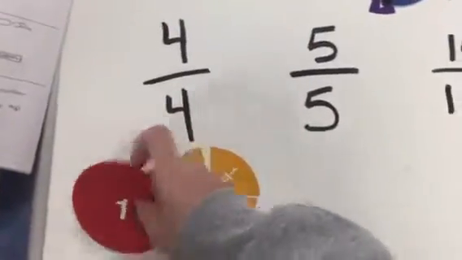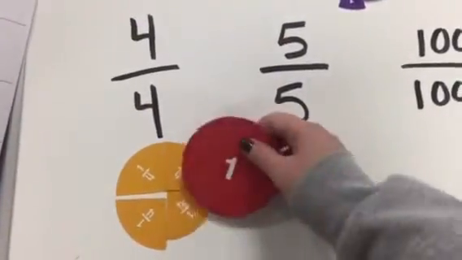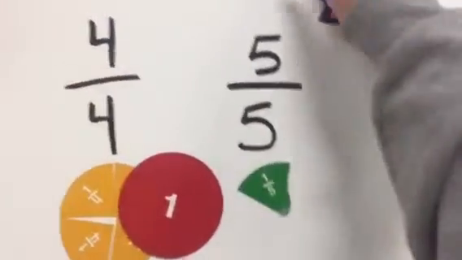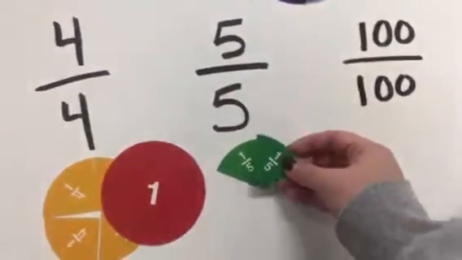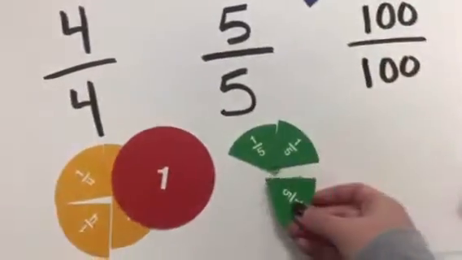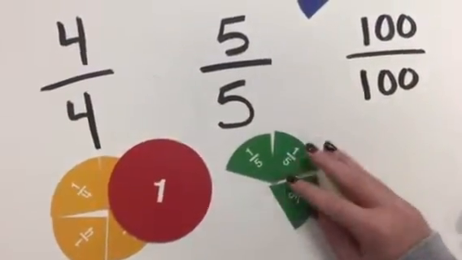Let's try it now with 5/5. So we just did 4/4 and we realized it's the same as our 1 whole piece. If we do 5/5, what do you all think it's going to look like? I bet you're right. I bet it's going to look like the 1 whole. Let's make sure.